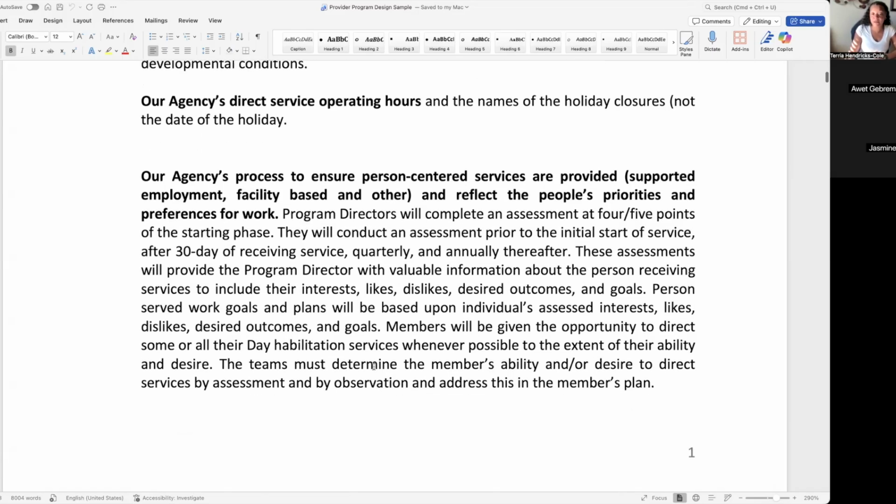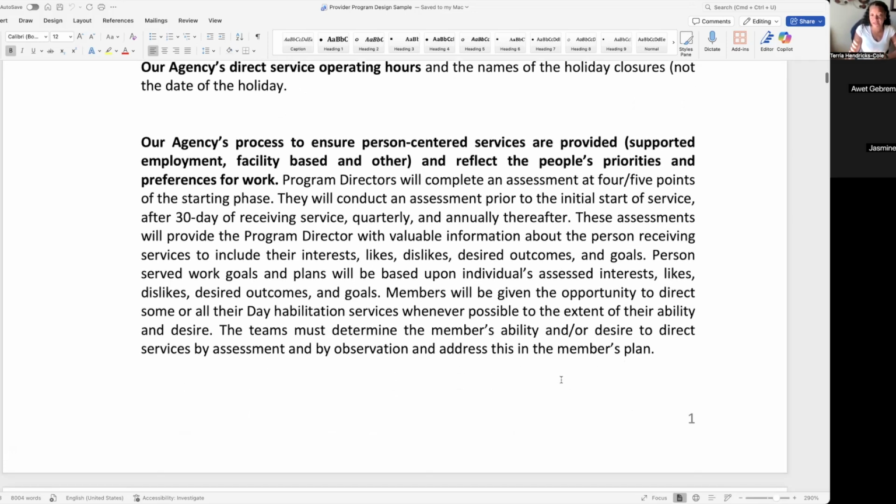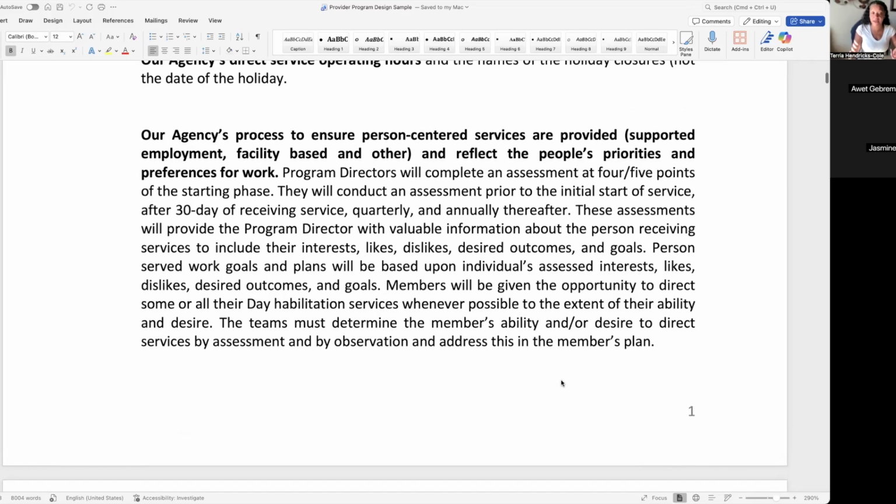So the team must determine the member's ability and desires to direct services by assessments and observation, and address this in the client's plan. So their support plan. Every client will have a support plan, and that would essentially be the things they're working on or supports that they need, whether that be behavioral support or health or medical support.